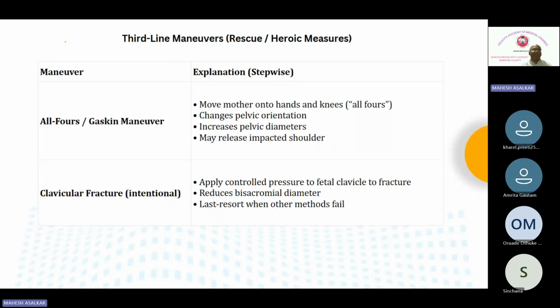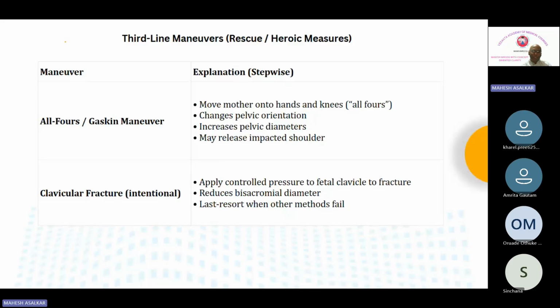The next maneuvers here they have included into the third line. Gaskin maneuver. You can move the mother onto her hands and knees. Then it changes the pelvic orientation, increases the pelvic diameters, and may release the impacted shoulder. But this maneuver is used mainly in the community setting. When a single midwife is there, if you go through the guideline, they say that all fours is suitable for a single person.